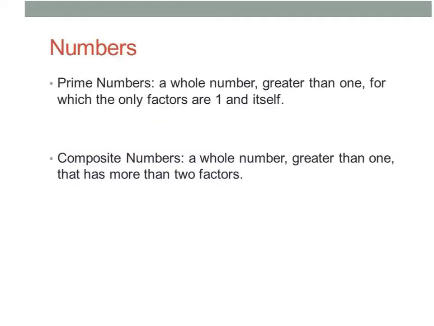A little bit of review on some different types of numbers we need to be aware of. First of all, prime numbers. Remember, a prime number is a whole number greater than 1 for which the only factors are 1 and itself. So we're looking at 2, 3, 5, 7. The only way you can get 2 is 1 times 2. Those are its factors, or 1 times 3, or 1 times 5. Those are their factors there.